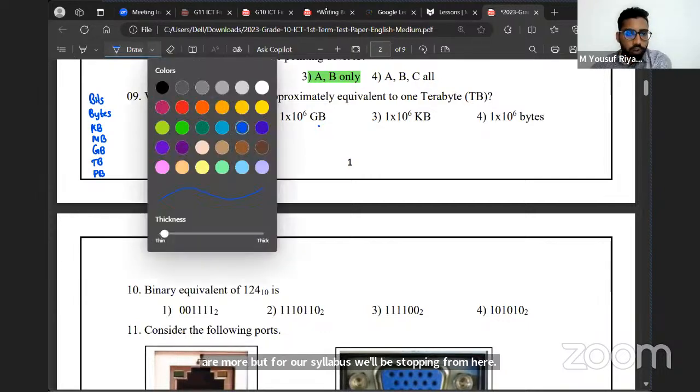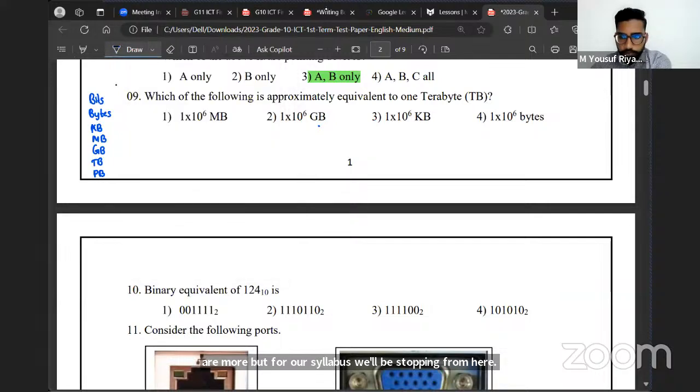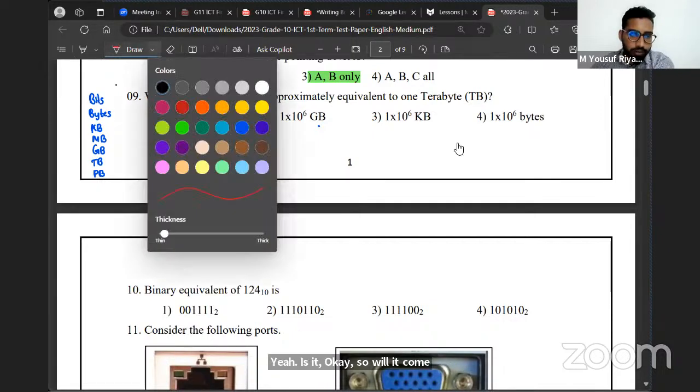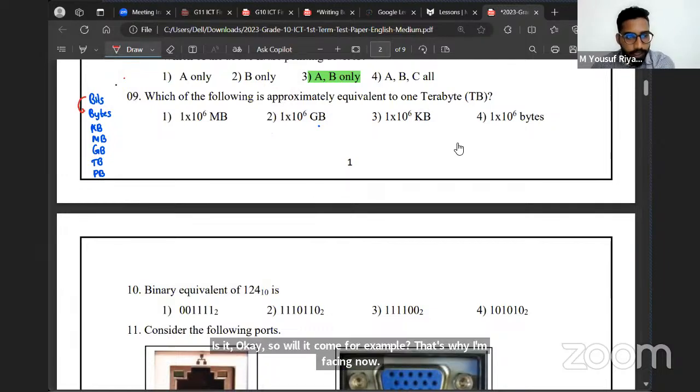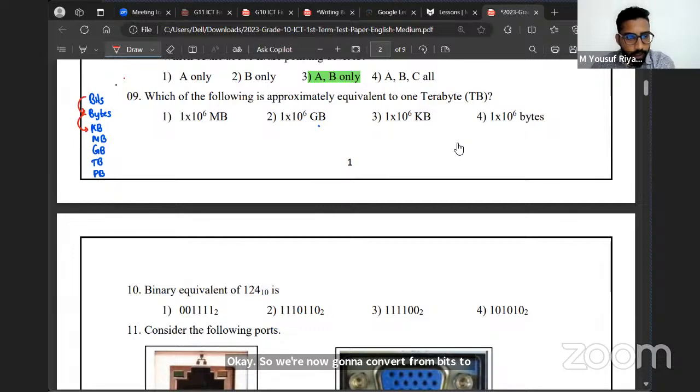Okay. Will it come to the exam? Yes, it will come to the exam. That's why I'm teaching you now. So we're now going to convert from bits to bytes, or bytes to kilobytes, or kilobytes to megabytes, megabytes to gigabytes. You have to actually divide.